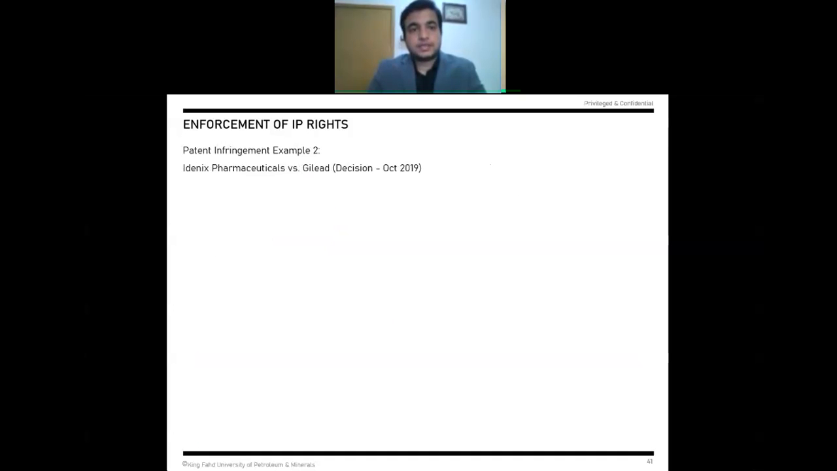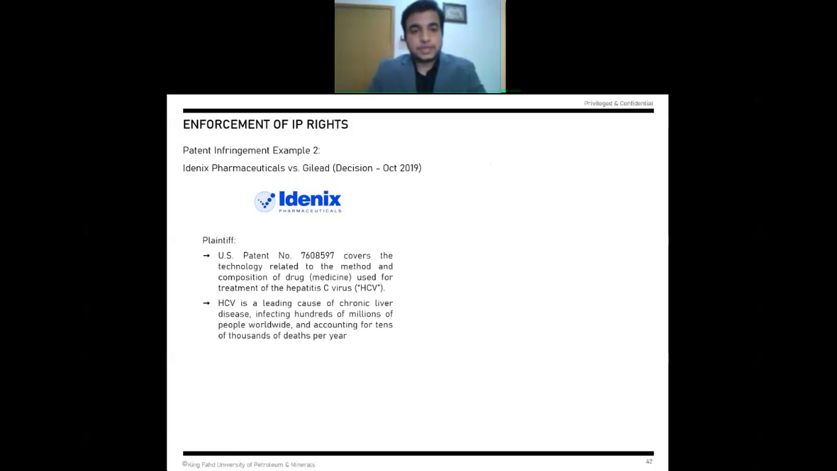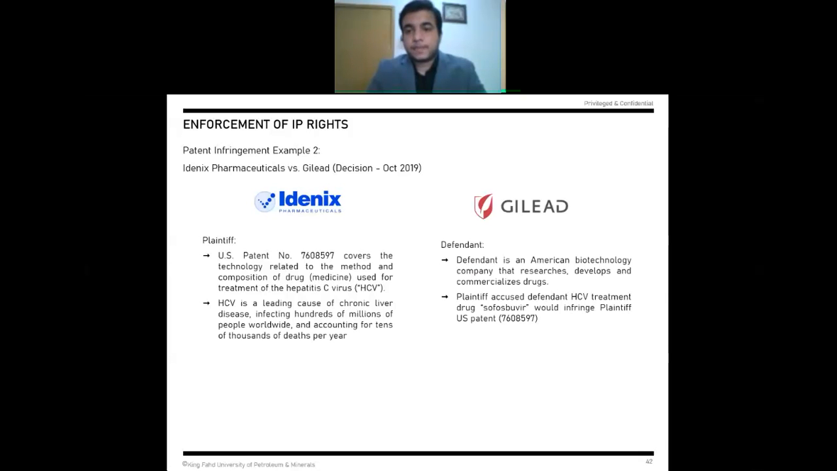Let's look at second example, Idenix Pharmaceuticals and Gilead. So Idenix Pharmaceuticals own a patent 7608597, which is used for treatment of hepatitis C virus. And Gilead is a company which creates a drug called sofosbuvir, and Idenix claims that this sofosbuvir drug contains or infringes their patent 7608597. And the initial damage awarded to Idenix Pharmaceuticals was in excess of $2.5 billion.